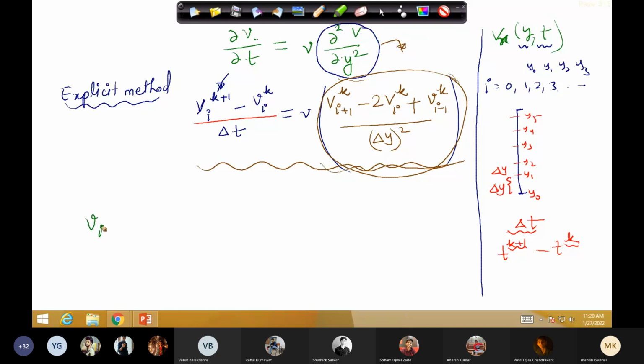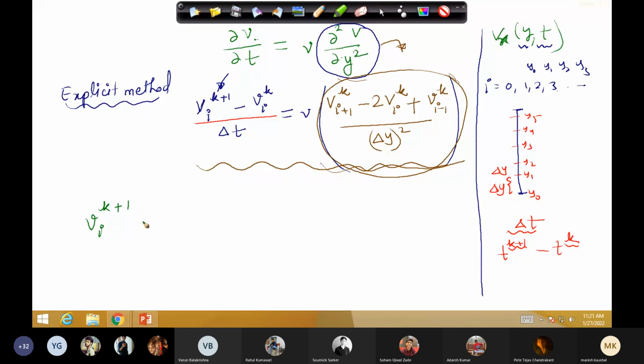What we'll get is V i at k plus 1. This is the explicit method, because only the left hand side is unknown and on the right hand side everything is known. In the implicit method, each equation has two or three unknowns, so you prepare a tridiagonal matrix and solve all equations together as simultaneous equations. In the explicit method, you keep on getting the next value. It is easier, but you have to take care of convergence.